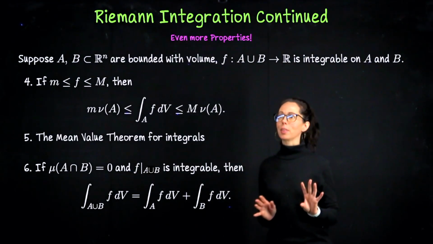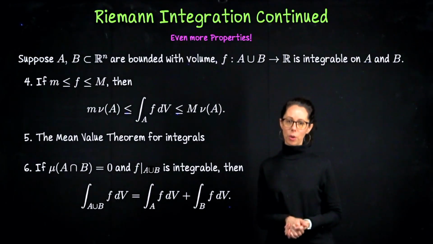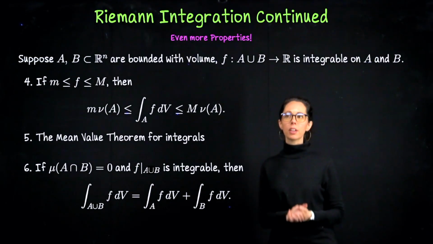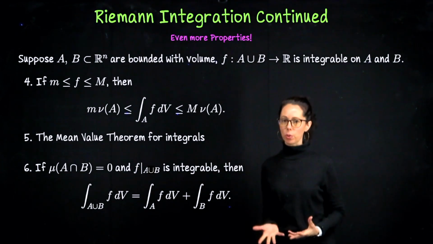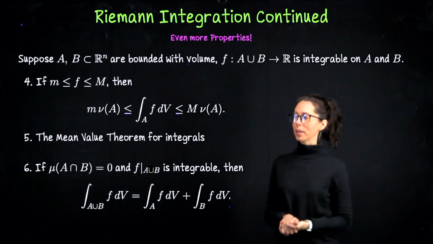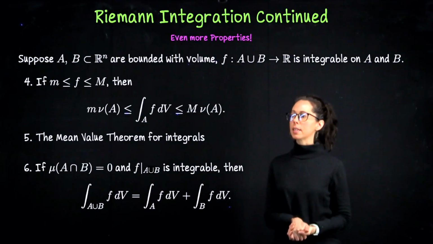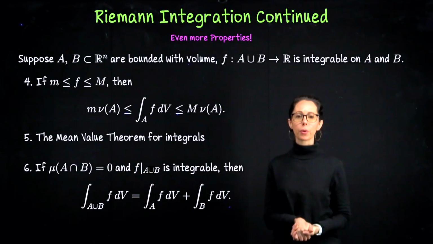So I've gone ahead and put that in the preamble here that we have 2 domains, A and B. They are nice domains with volume, and f is integrable on both of them and their union. So we'll need that really just for this 6th and final property in this kind of series on properties of Riemann integration. Let me go ahead and state the first one, and then we will jump right into that proof.